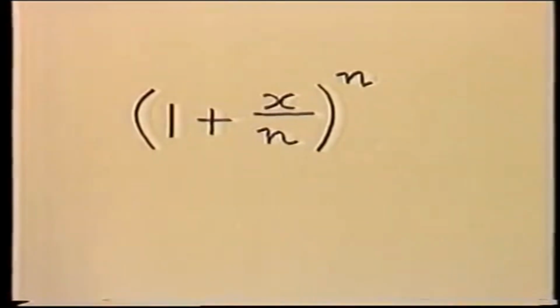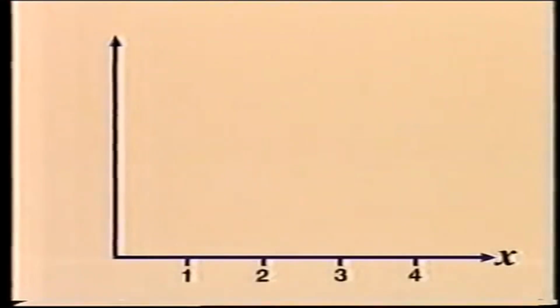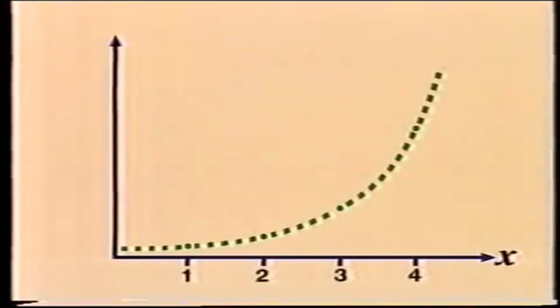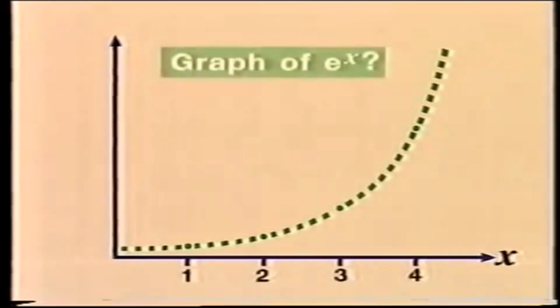Well, we found out what happens when x is 1, 2, 3, or 4. Let's plot those values. When x is 1, the limit is e. When x is 2, it's e to the 2. And when x is 3, it's e to the 3, and so on. And if we calculated the limit for other values of x and plotted them, the picture would look like this. We seem to be getting a smooth graph, and it's tempting to think that for each x, the limit is e to the x.